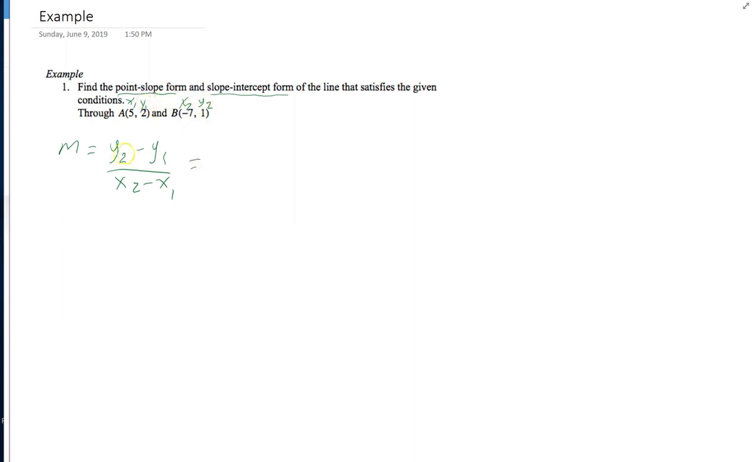Now we can replace y sub 2 in the equation with 1 minus y sub 1, which is 2, over x sub 2, which is negative 7, minus x sub 1, which is 5. And then simplify this, it becomes negative 1 over negative 12, which is equal to 1/12. So the slope here is 1/12.